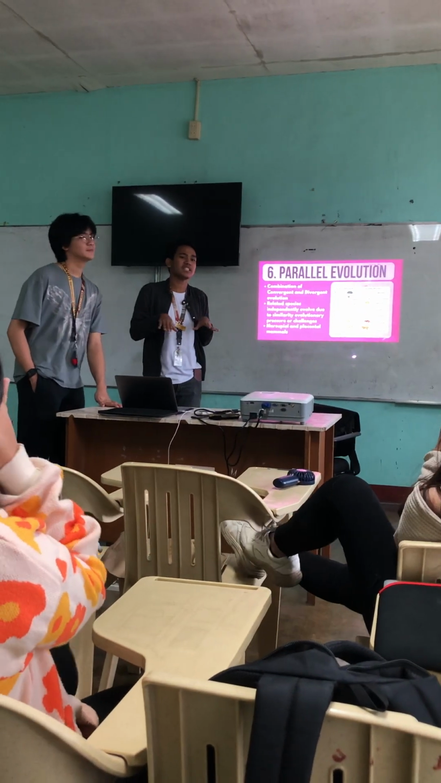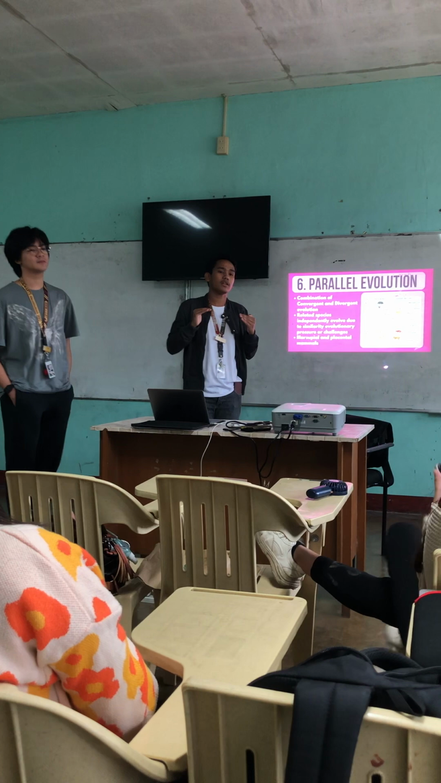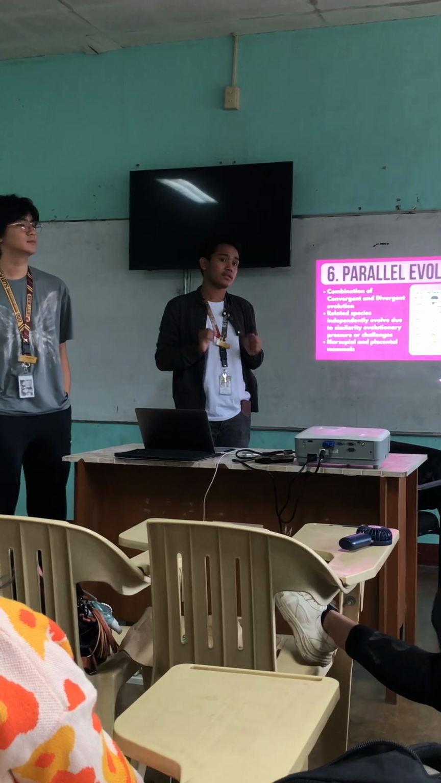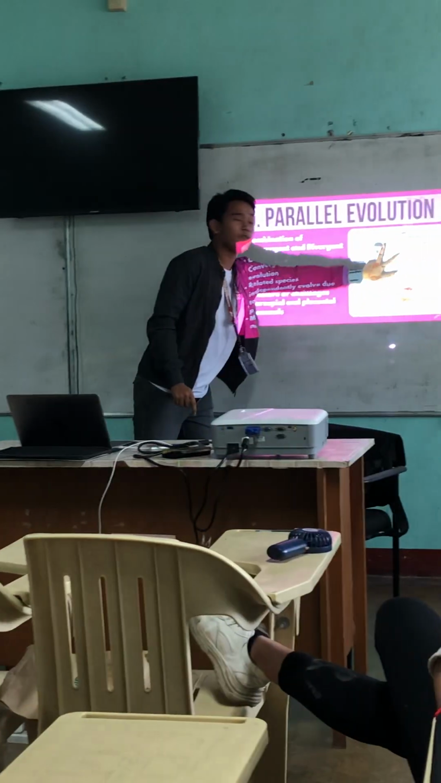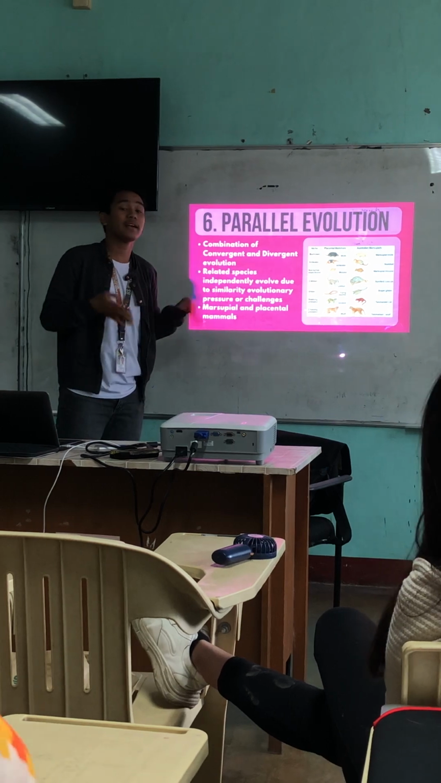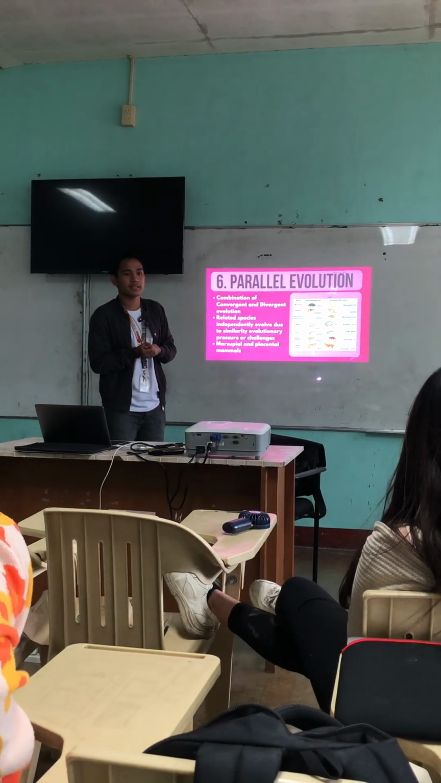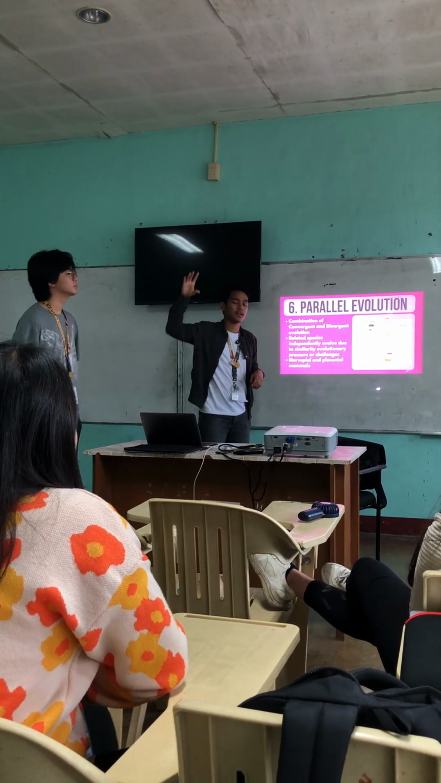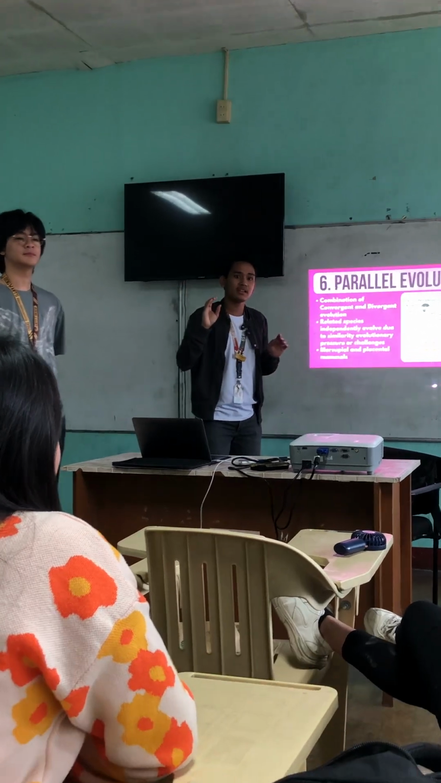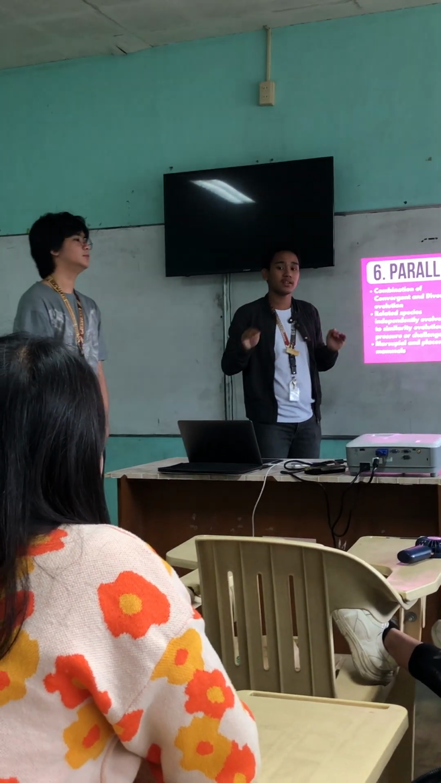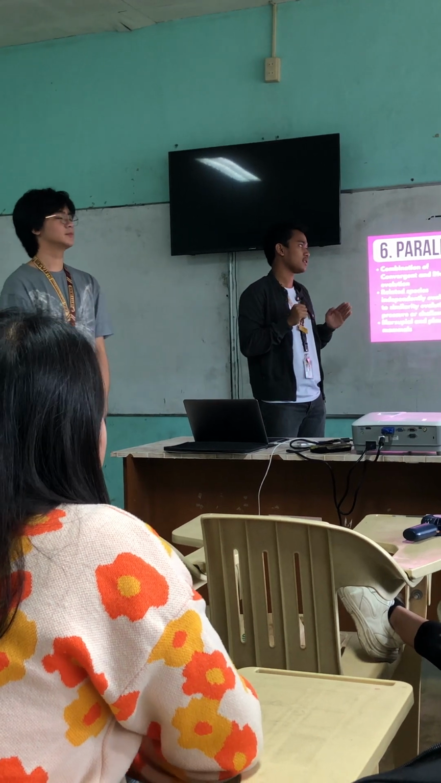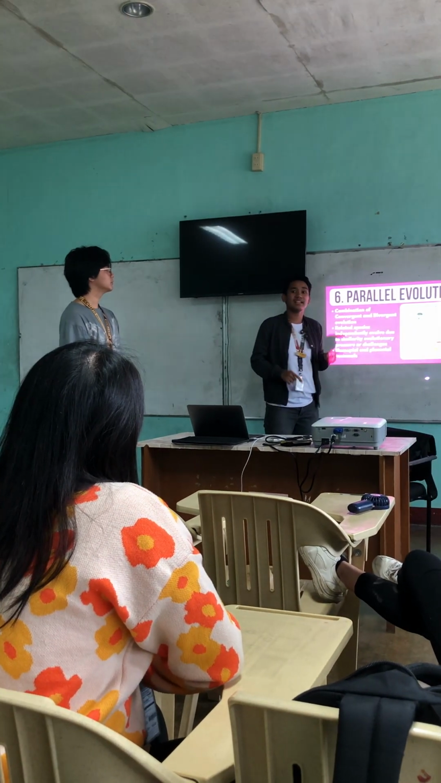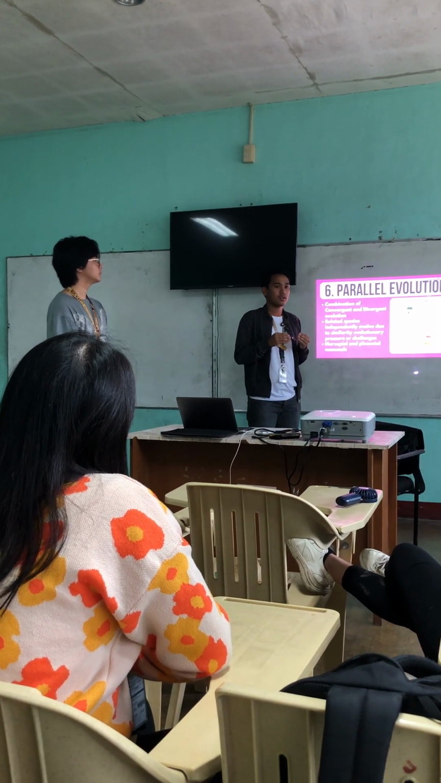Okay? The next one is parallel evolution. Parallel evolution is somewhat a combination of convergent and divergent evolution. Why? Because this is a group of organisms, specifically mammals, they came from the same ancestor, the mammalian ancestor. Okay, they came from the mammalian ancestor, and nag-iwalay sila ng geography when it comes to their habitats. Pero independently, nagkaroon sila ng same adaptation and evolution.